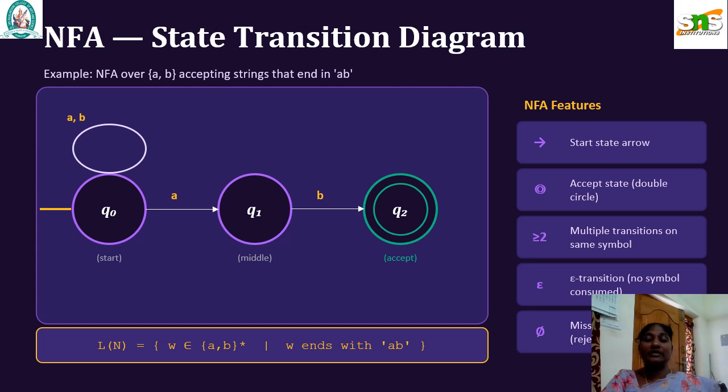Multiple transitions on the same symbol are possible in NFA. Epsilon transition is also possible. That means, without consuming any input, it can move from the current state to another state. And a missing transition, that is, no transition, is also applicable in NFA.